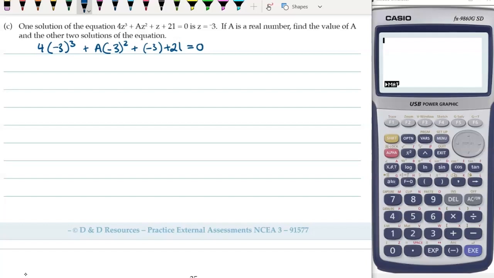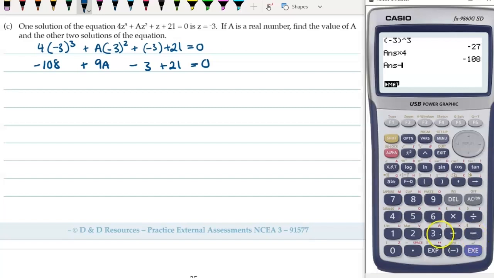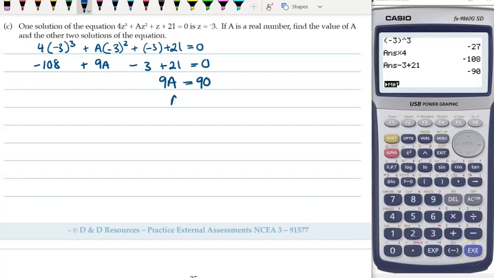Okay, so minus 3 cubed is minus 27. Times by 4, that's minus 108. Minus 3 squared is 9, so this is 9a. Minus 3 plus 21 equals 0. Okay, so minus 108, take off 3 and add 21. So 9a will be equal to 90, so a equals 10.